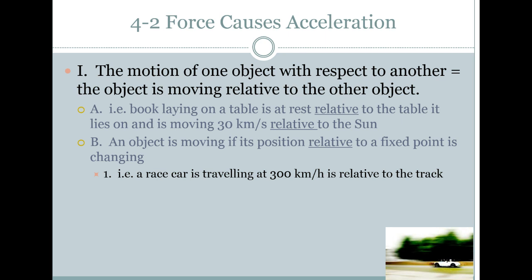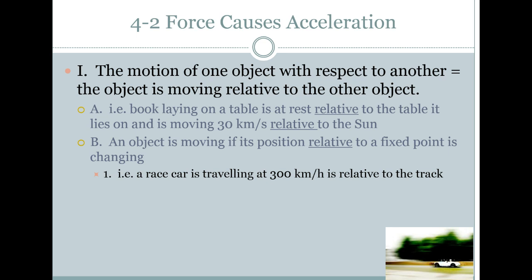So motion is relative. Everything moves. Even things that appear to be at rest move. They move with respect to the sun and stars. When we describe the motion of one object with respect to another, we say that the object is moving relative to another object. A book that is at rest relative to the table it lies on is moving at about 30 kilometers per second relative to the sun. The book moves even faster relative to the center of our galaxy.